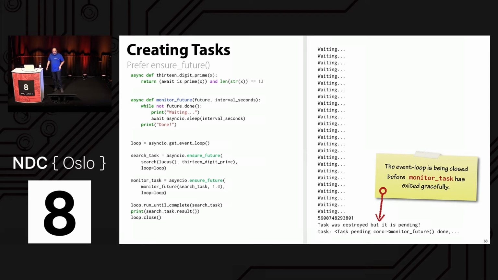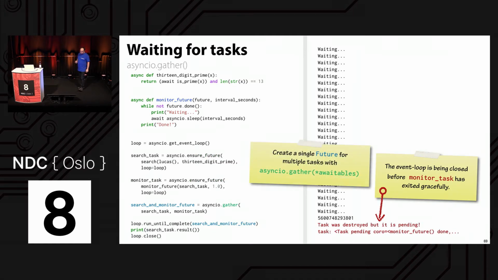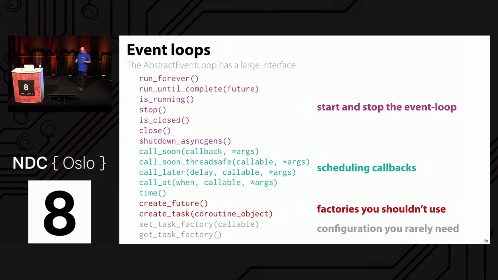So I pointed out earlier this bug, if you like, in my program: one of our tasks is not being correctly wound up. That's because our search task completes. And if you look at the bottom of my main program there, I'm doing run until complete on the search task. So as soon as the search task is complete, we exit, but the monitor task is still running. So we would like to wind up the monitor task gracefully rather than just killing it.